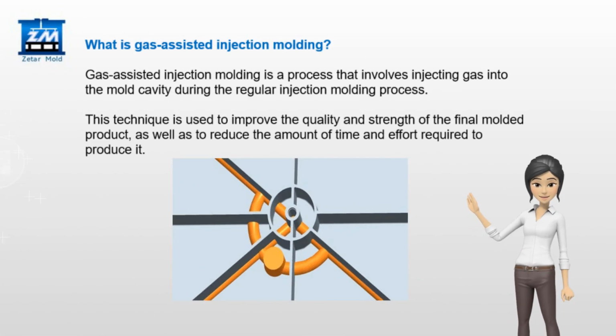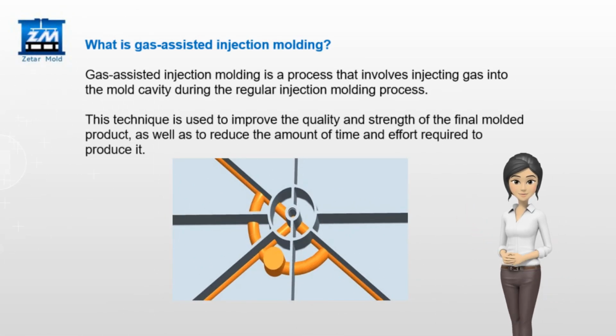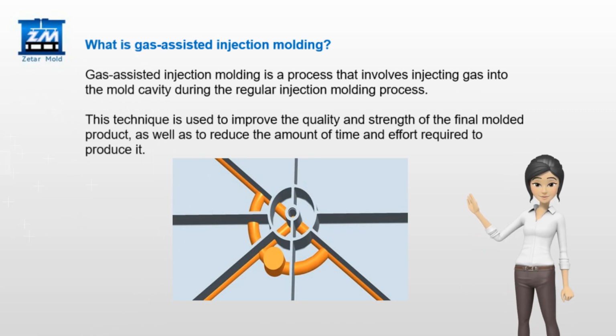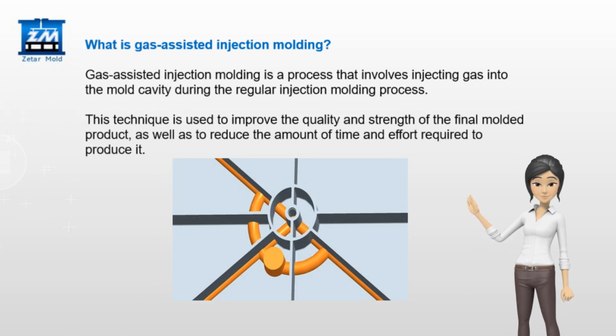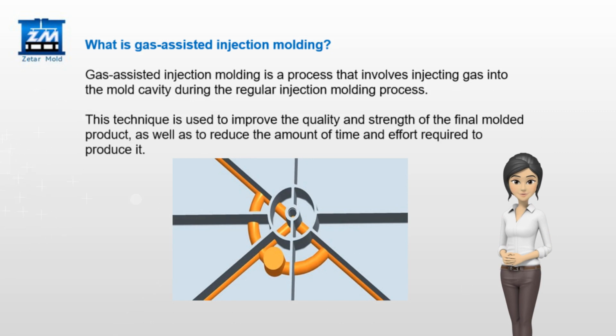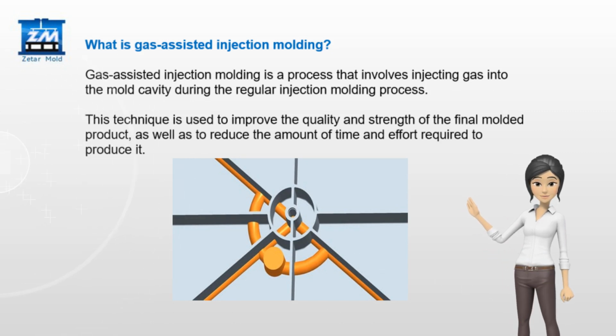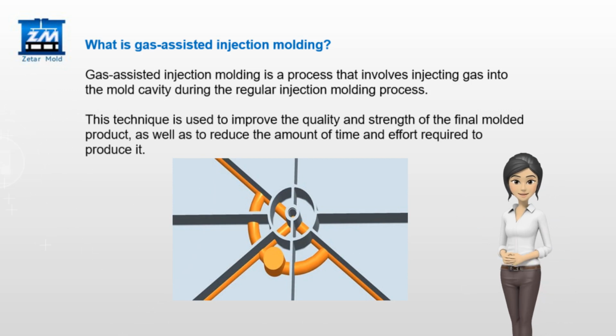What is gas-assisted injection molding? Gas-assisted injection molding is a process that involves injecting gas into the mold cavity during the regular injection molding process. This technique is used to improve the quality and strength of the final molded product, as well as to reduce the amount of time and effort required to produce it.